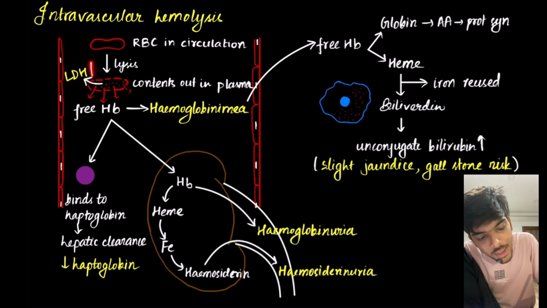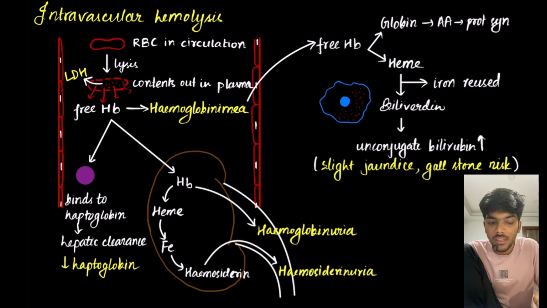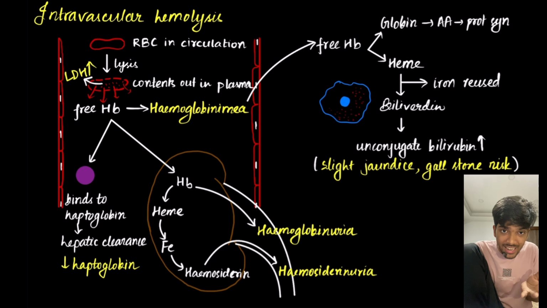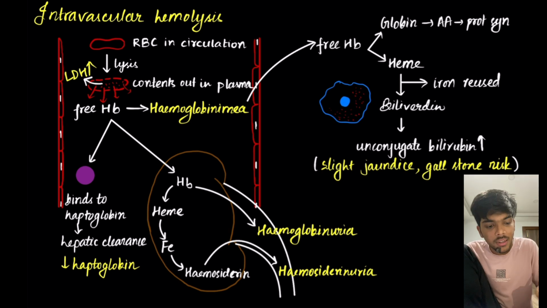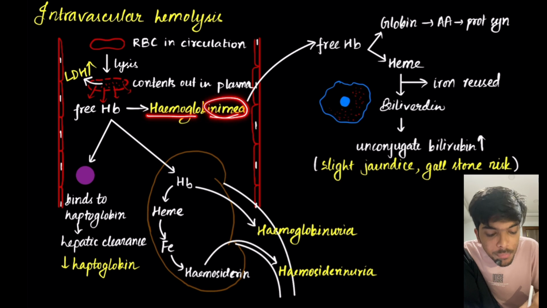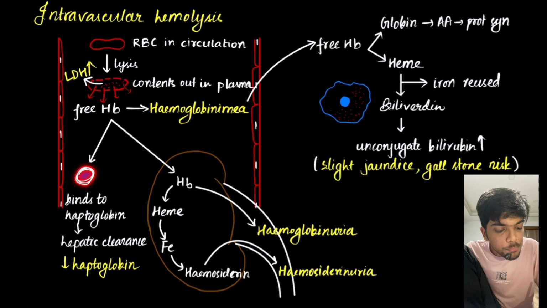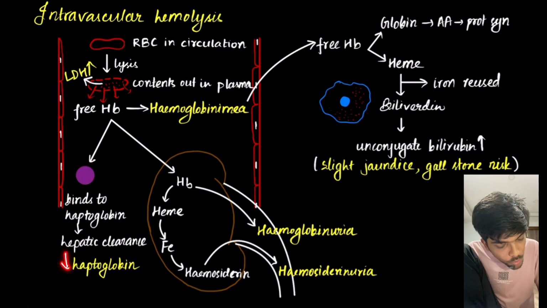As a result, the level of lactic acid dehydrogenase in the blood increases. Along with that, hemoglobin comes out. So the level of free hemoglobin in the blood increases as well. This condition is called hemoglobinemia. This free hemoglobin then binds with haptoglobin, which is present in the blood, which causes the excretion of haptoglobin. As a result, the level of haptoglobin in the blood decreases.